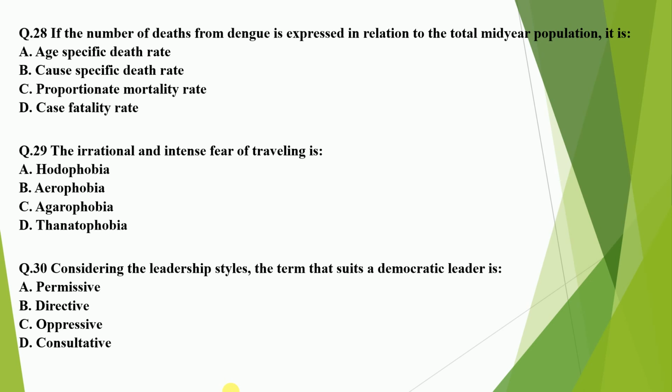Next question. If the number of deaths from dengue is expressed in relation to the total mid-year population, it is: option A, age specific death rate; option B, cause specific death rate; option C, proportional mortality rate; option D, case fatality rate. Correct answer is option B, cause specific death rate.